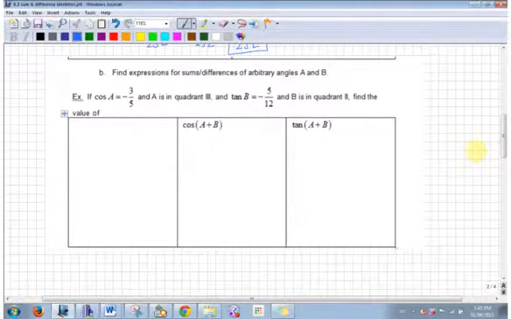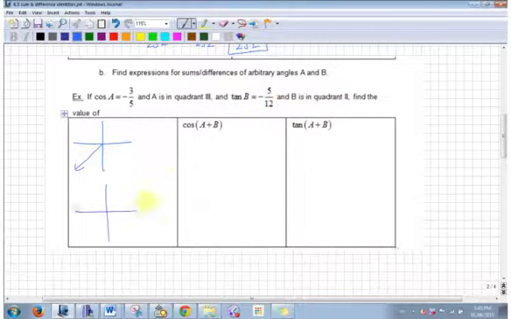Does that look familiar? We've done it. Chapter 4. Cosine of A is this, and A is in quadrant 3, down here. And tan B is negative 5/12, and B is in quadrant 2. Okay, there's A. There's B. I got 2 things going on. Find the value of that.